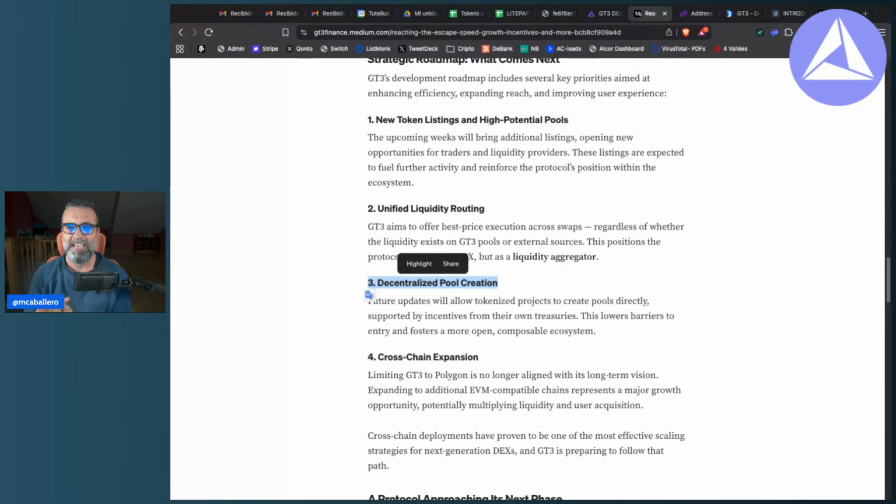This functionality is also linked to the second one, unified liquidity routing, because we want to show users, not lockers or liquidity providers, but users of the DEX, the best prices for any kind of swap, independent of whether we have the token or not. So we are unifying the liquidity routing to be able to always show the best pricing.